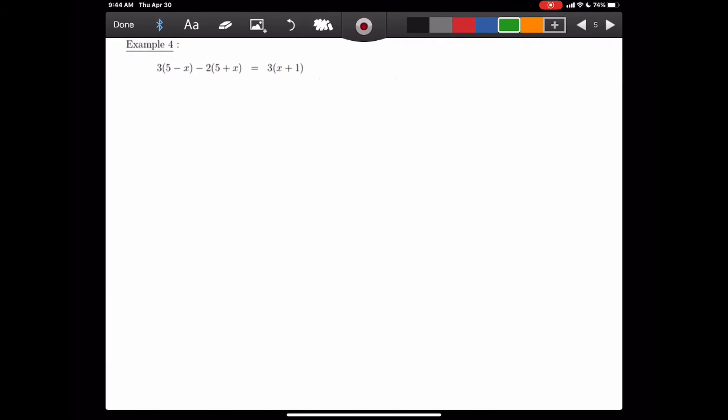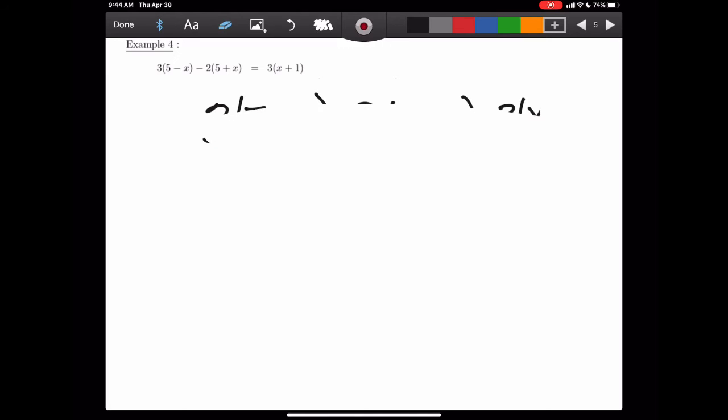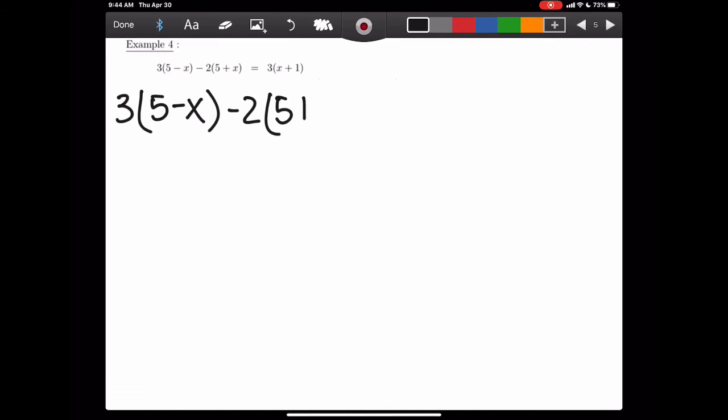All right, let's move on to this one here. This one, we are going to have to distribute. What that means is, let me rewrite this big. Okay. Let me try to rewrite this. I don't know why it's not letting me write it. 3 times 5 minus x minus 2 times 5 plus x is equal to 3 times x plus 1.